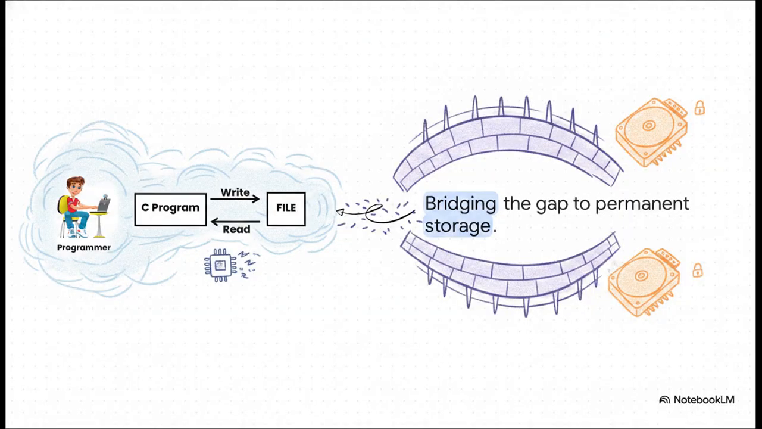File handling acts as a permanent bridge between these two worlds. It literally lets us grab data out of our temporary, volatile C program in RAM and write it into a permanent file on your hard drive, so it persists forever. And of course, it lets us read that data back into the program whenever we need it again.